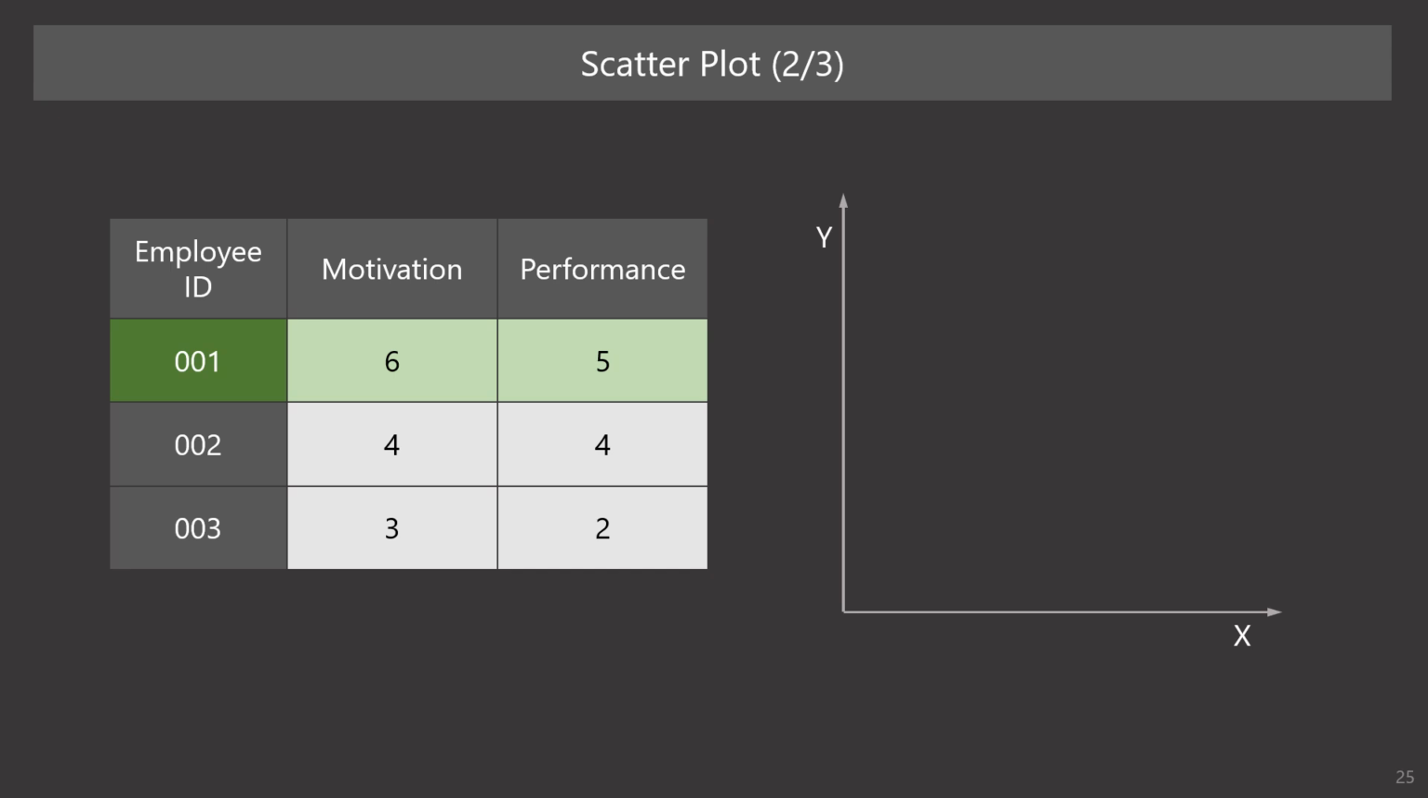Look at the data of employee 001. His motivation level is 6. So the x-coordinate should be 6. His performance level is 5. So the y-coordinate should be 5. So we can position this employee at the coordinate 6, 5. Similarly, we can position employee 002 and 003. Now we get the scatter plot of these three employees.